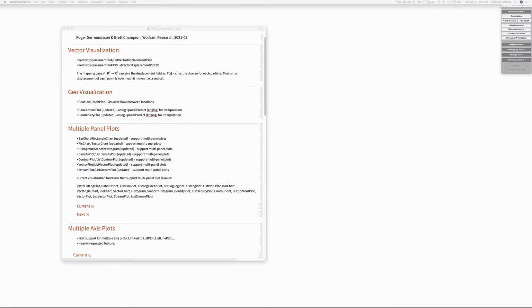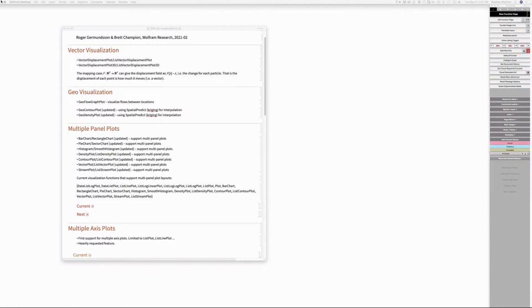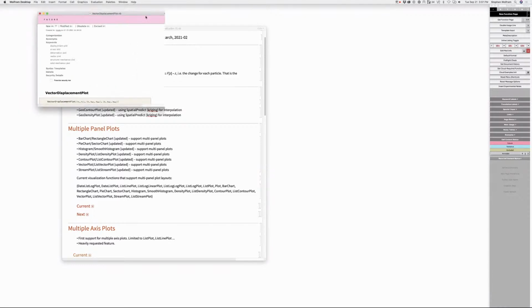Let me just bring up the... Christopher, did you ever see these list vector displacement plots? Yeah, I saw it. Yes. And do you have any comments on them since I know you have a use case? There's no list version yet. So. Yeah, no, I don't have any comments about them. No. Okay. Do you have a use for them, Christopher?